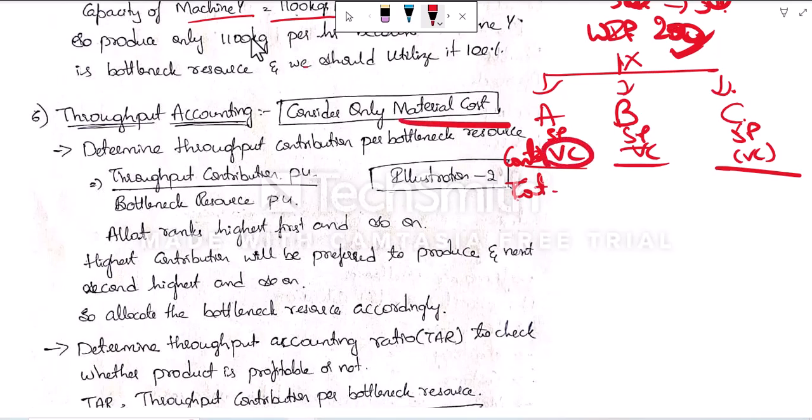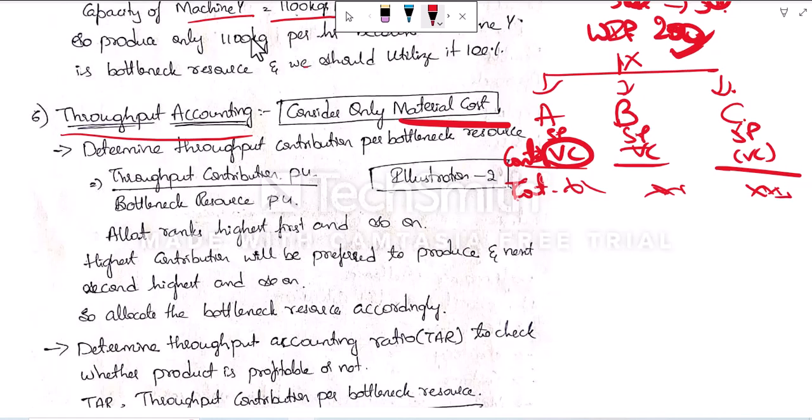material cost, because the throughput accounting will treat labor cost as a fixed cost, because whether they have contributed to product or not, whether they have produced any product or not, we should pay for them. So it is some kind of fixed cost. So throughput accounting will consider only material cost. So what we should do now, we should calculate the contribution.